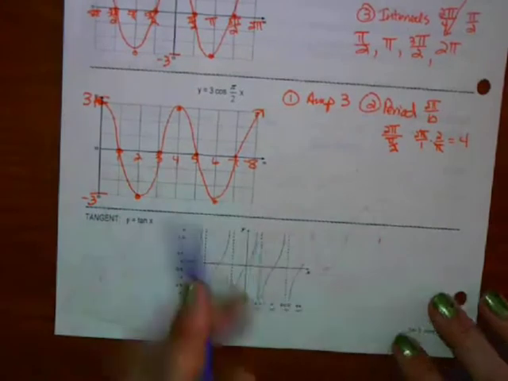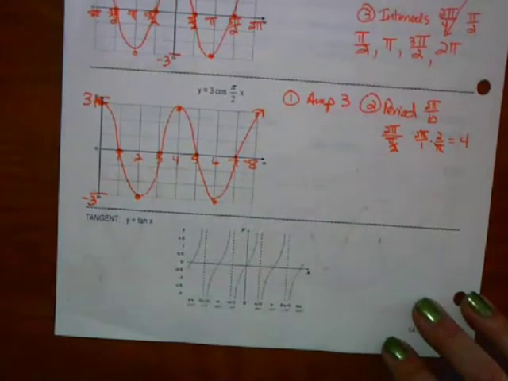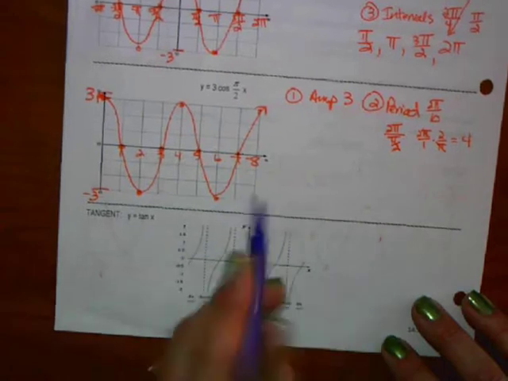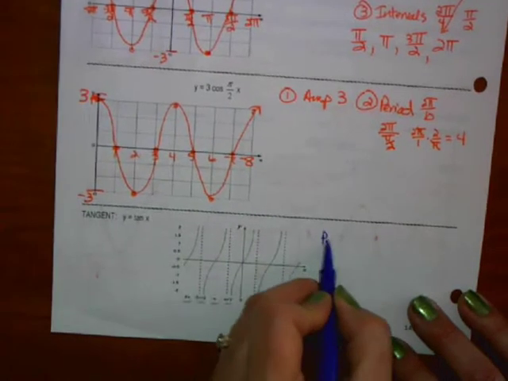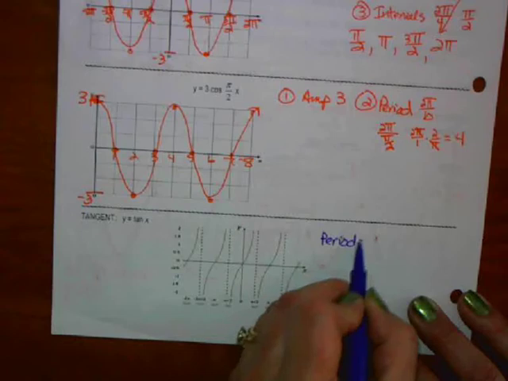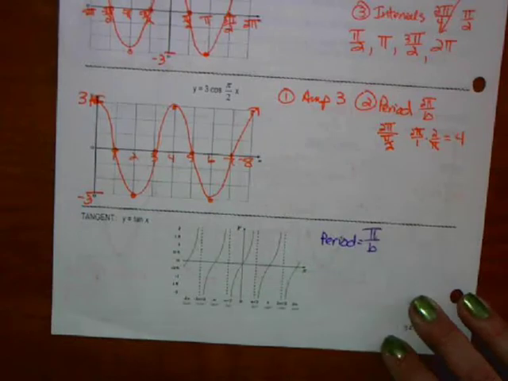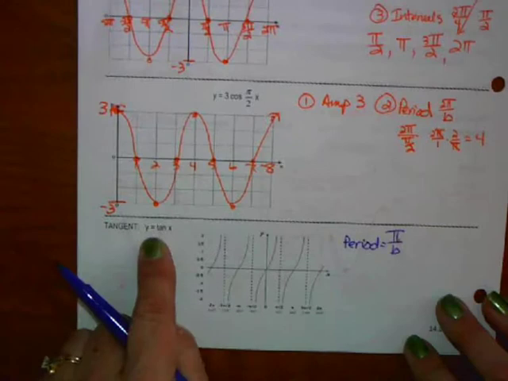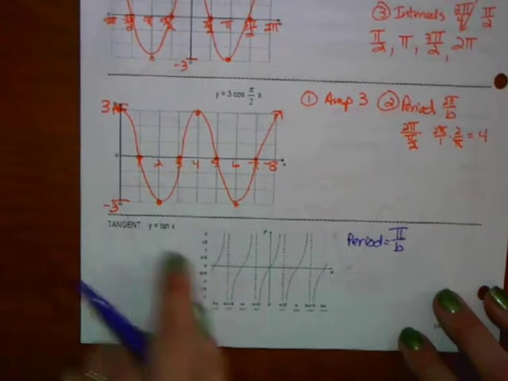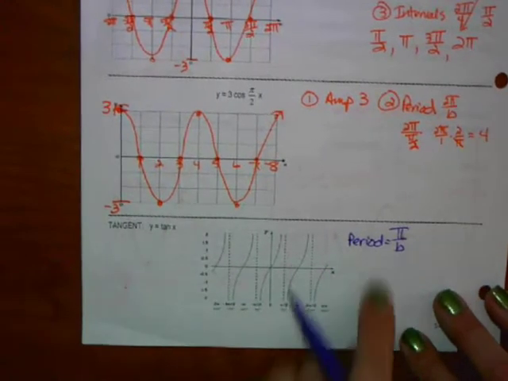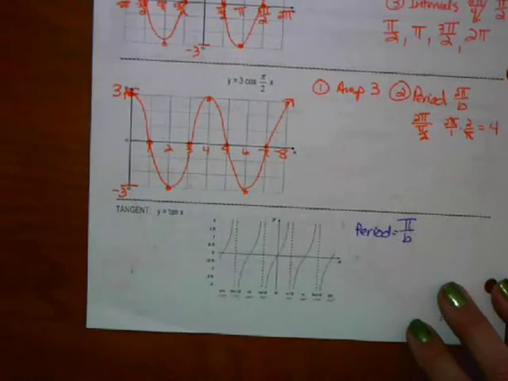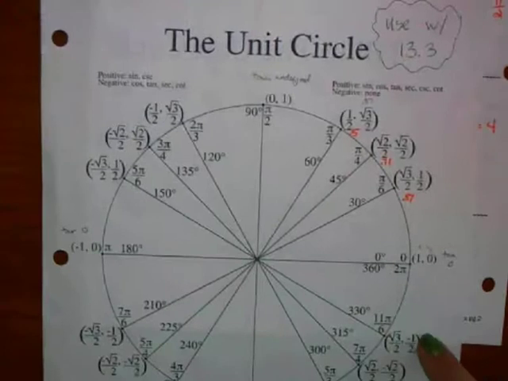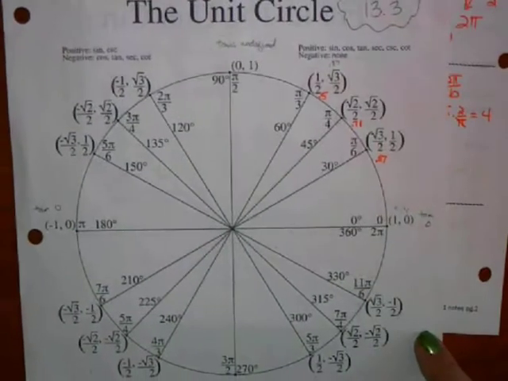Okay, for tangent. This is what a tangent graph looks like. It's a little different than sine and cosine, and it goes forever. Okay? What you have to remember with tangent is that the period is equal to pi over b. A and B are still in the same spot with the tangent graph. Okay? All you need to do for this section right here is kind of think about where the asymptotes are going to be.